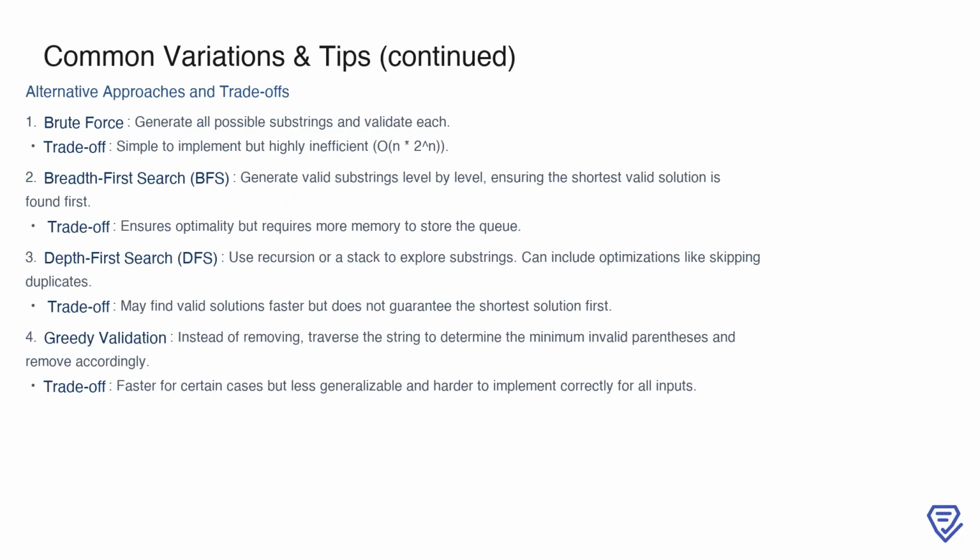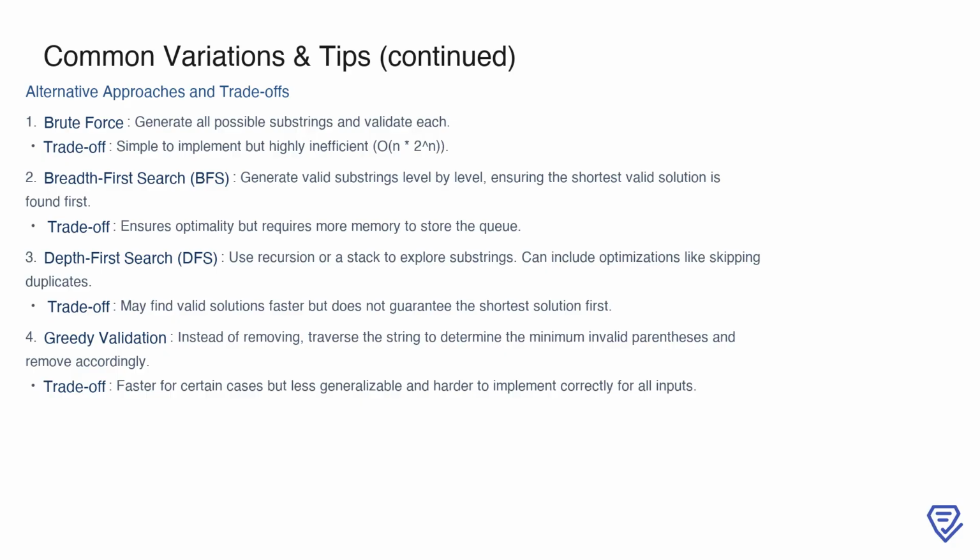There are several approaches to solving this problem, each with its own advantages and trade-offs. The brute force method involves generating all possible substrings and validating each one. While straightforward to implement, this approach is highly inefficient, with a time complexity of n * 2^n, making it impractical for larger inputs.